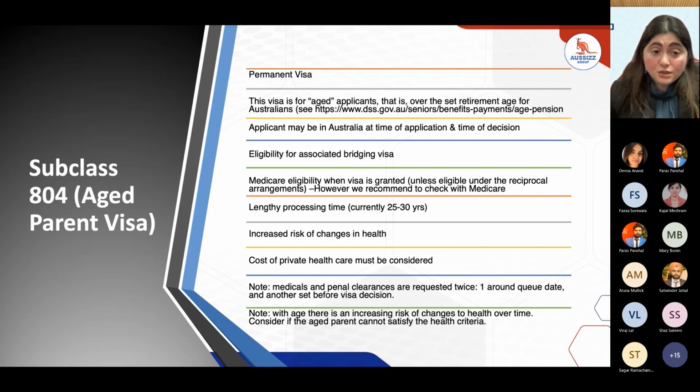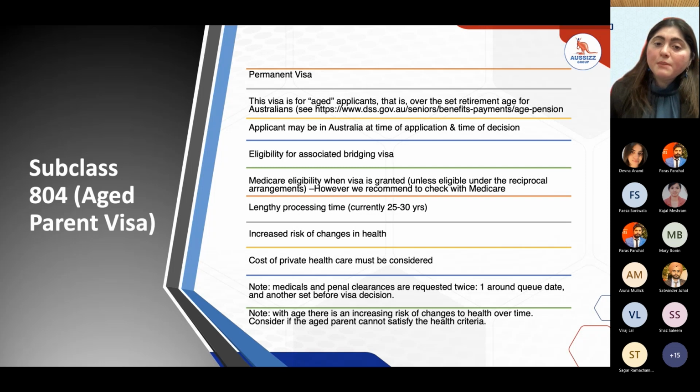So if your parent is here and they are aged as per the pension and the retirement age, which is on the government website, the dss.gov.au. You can go to the website and also check whether your parents are eligible for the age pension or not. So if you apply for that visa, the subclass 804, the aged parent visa, you get the associated bridging visa. That means your parents can continue to stay in Australia while the processing of the application. So it's 30 to 35 years, your parents continue to stay here.